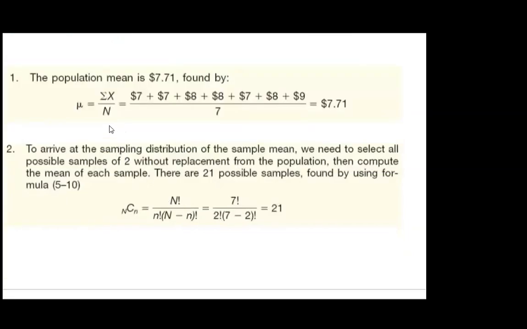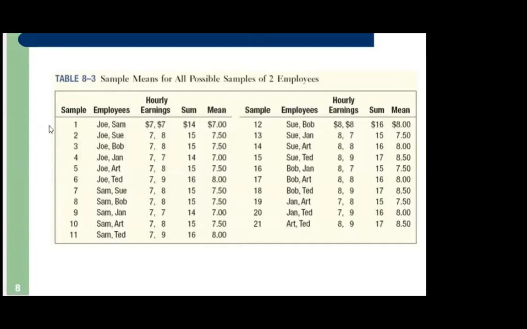So if you have all the population values, the population mean will be 7.71. We just add all numbers and divide by how many cases we have. This is an example of the sample means we collected: Joe and Sam, Joe and Sue, Joe and Bob. So Joe with everyone, and then Sam with everyone, and that continues until Art and Ted. For each one, we know the hourly rate for each person, and then we can calculate the average.